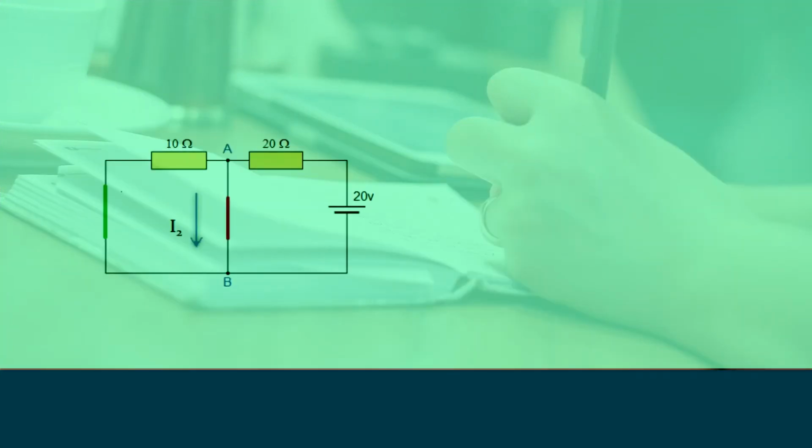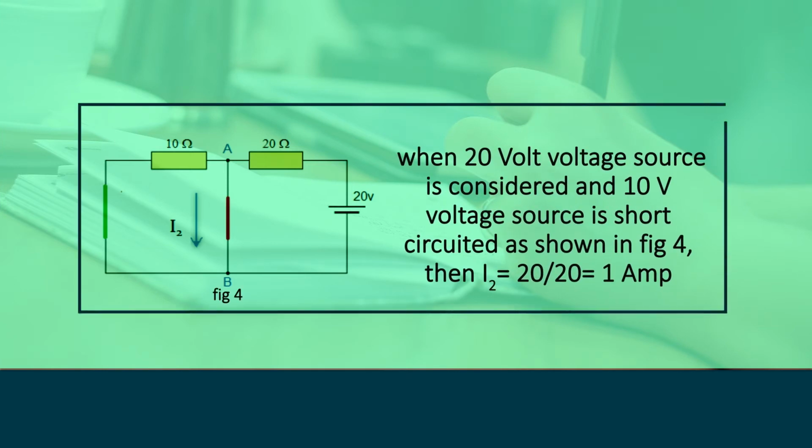Now you have to consider the other voltage source, that is the 20 volt voltage source, and the remaining 10 volt voltage source has to be replaced by a short circuit. Here you can see in the figure. So what will be the current I2? I2 is equal to 20 volt divided by the 20 ohm resistance. So again this current comes to 1 ampere.